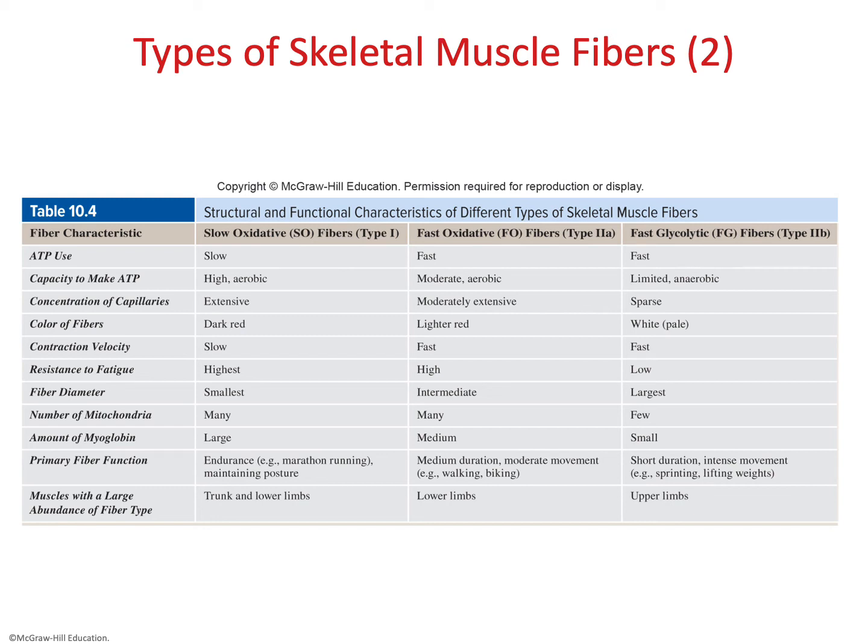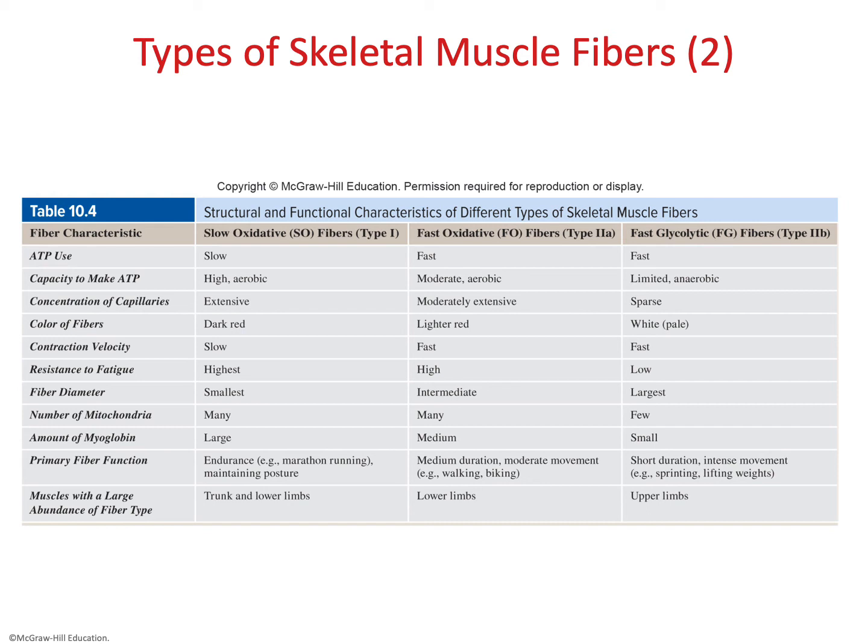Then your fast fiber types are more for short duration stints or intense movements like sprinting or lifting weights. So you'll find fast fibers in your upper limbs. Fast fibers are white or lighter colors, so this applies to the type of meat you like to eat in chicken or turkeys, whether you like to eat dark meat or white meat.